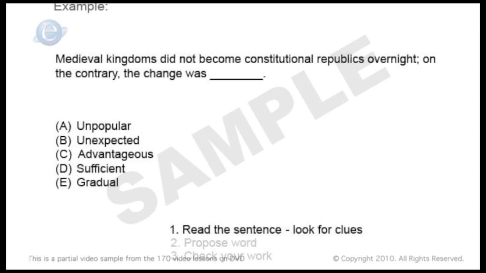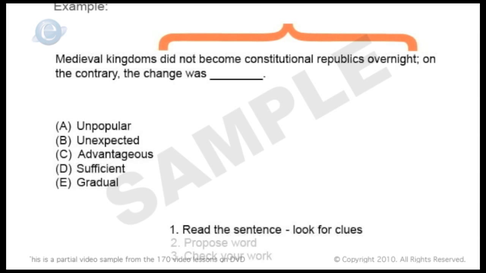Very important clues can oftentimes be the semicolons, colons, and commas. In this particular case, medieval kingdoms did not become constitutional republics overnight, and then there's a semicolon. That tells you that what comes after that is going to explain what came before it in a little more detail. So the clues here: whether it's a medieval kingdom in this case really doesn't matter, and there's a process that's going on. This thing, a medieval kingdom, changed over time. We know that because it says so. They did not become constitutional republics overnight.